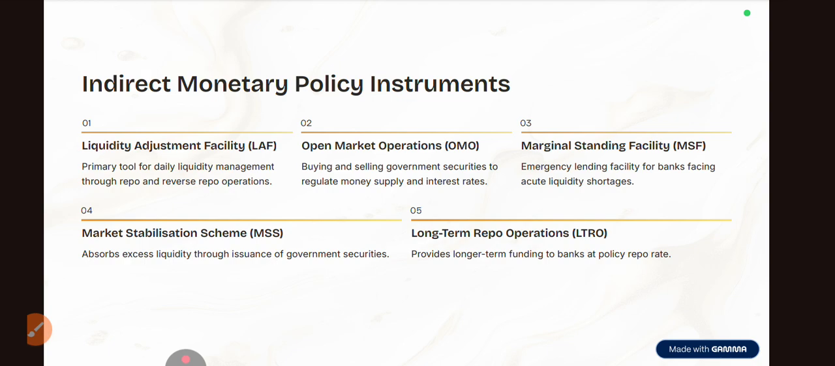For example, if any bank needs emergency money, the MSF will help. Next is the market stabilization scheme, which absorbs excess liquidity. Suppose there is more money in the market, RBI absorbs the excess liquidity and takes it in exchange for government securities. Okay, next is long term repo operations, which provide long term funding to banks at the policy repo rate. For example, if the repo rate is 5.5, they will lend a loan at 5.5 percent.